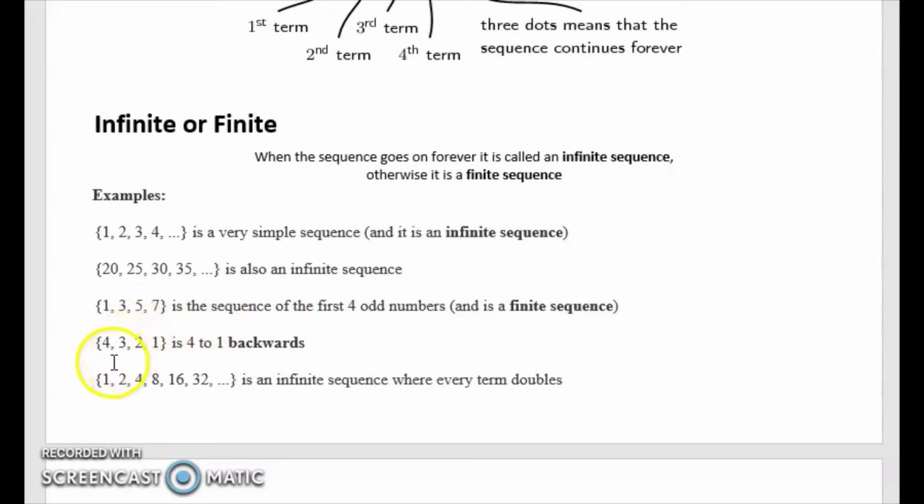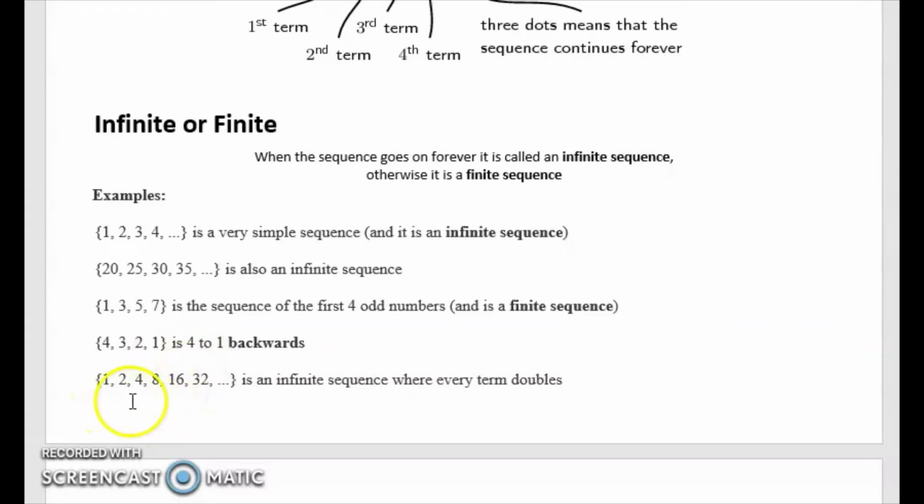Next is 4, 3, 2, 1. These numbers are in order, in descending order. Pababa naman siya. Kanina puro pataas, ngayon pababa naman siya, pero in order pa rin siya. Wala tayong makikitang dots, so this is a finite sequence.